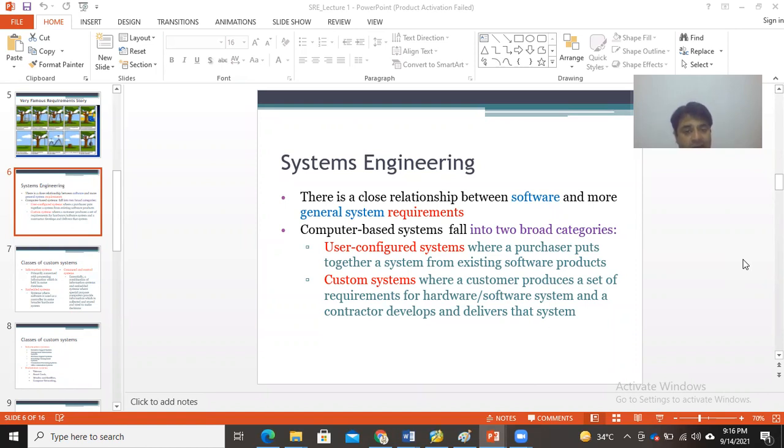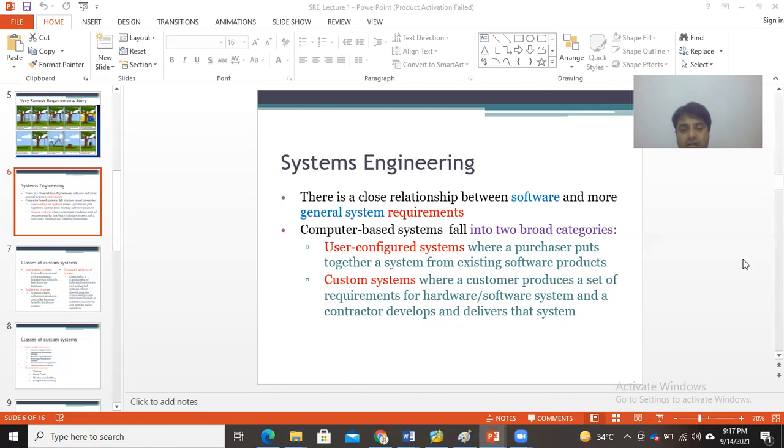Whenever we create software for a particular system, for example, I have a system of 32-bit architecture. You are very well aware of 32-bit or 64-bit architecture systems. If I have a 32-bit architecture system, then when I create software for that system, that software will be 32-bit software as well. If the architecture is 64-bit, then obviously the software we are going to create will be 64-bit architecture software. So there is a close relationship between software and general system requirements.